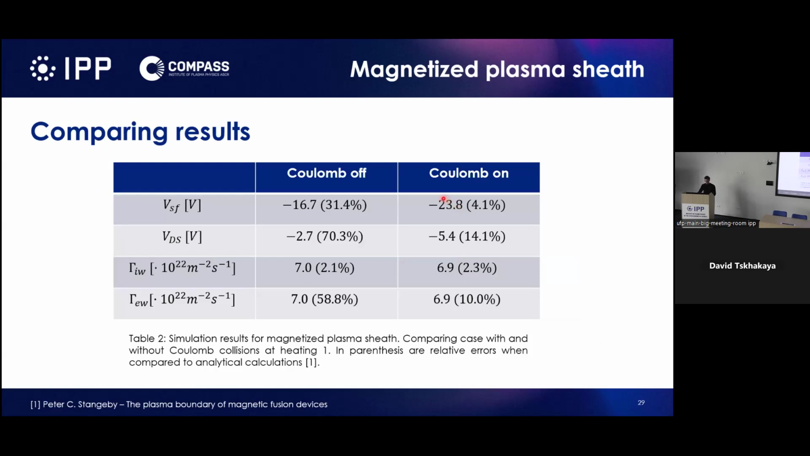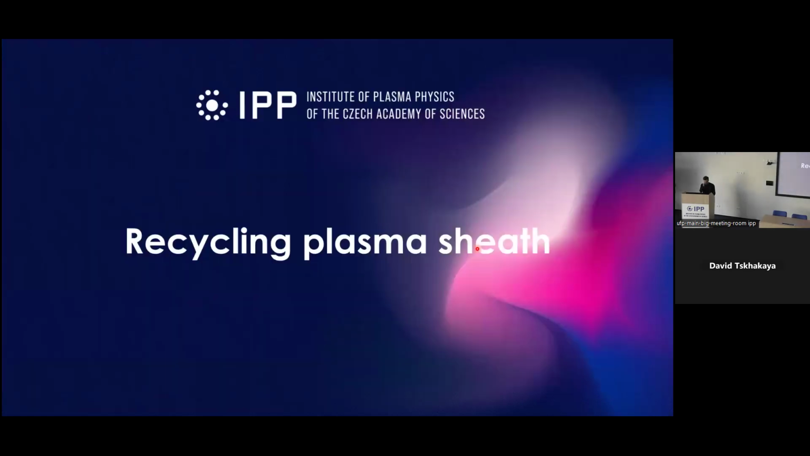So in the case of the inclusion of a magnetic field, we can also compare the potential drop in a Debye sheath. We can see that, again, when we turn the Coulomb collisions on, we get much better agreement. The relative error is still quite high in the case of the Debye sheath because the entrance was determined by the Mach number being unity, but there was a very high gradient in this case, so it's quite a high error. So let's go to the last case, which is including recycling in the plasma sheath.